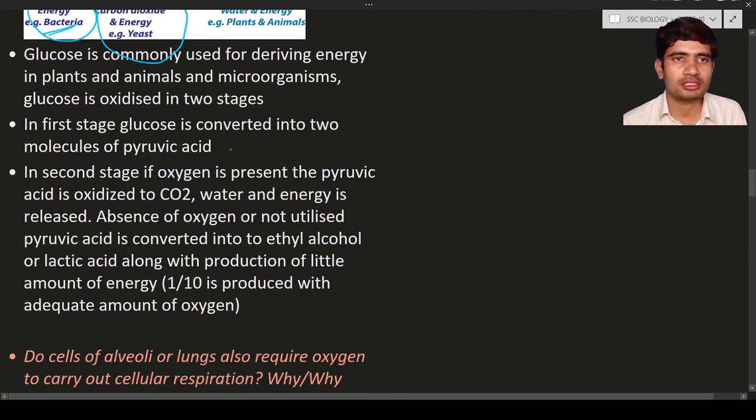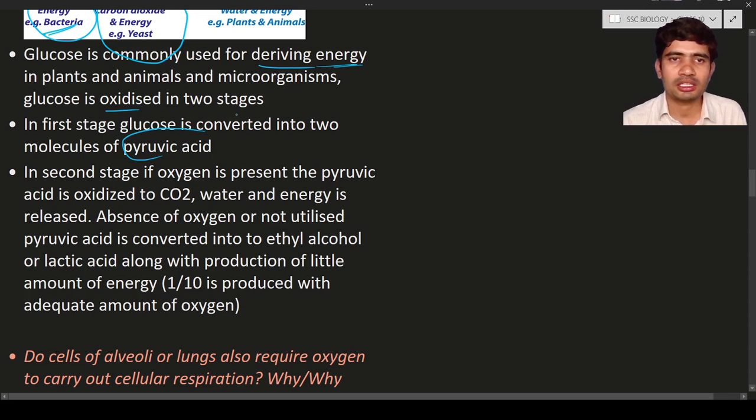So next, glucose is commonly used for deriving energy. What is glucose? It is a product of photosynthesis. After photosynthesis, glucose molecules are produced. In plants, animals, and microorganisms, glucose is oxidized in two stages. In the first stage, glucose molecules are converted into pyruvate.